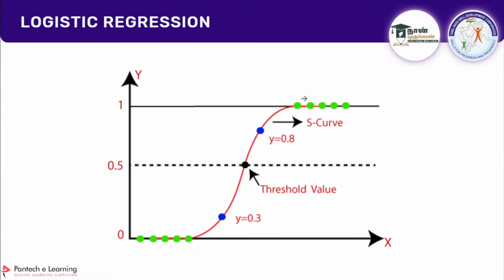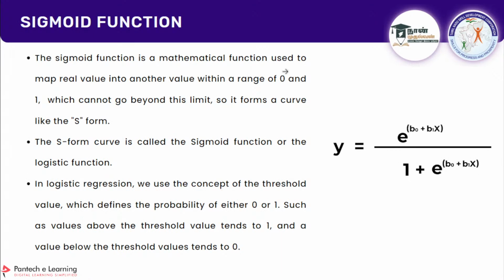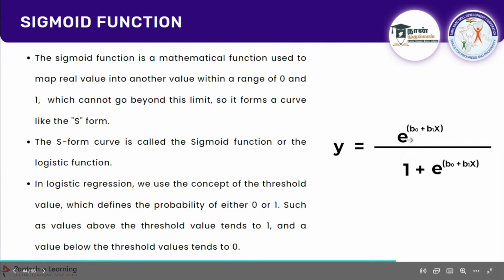The S-shaped curve is also known as the sigmoid function. It is a mathematical function used to map a real value to another value, either 0 or 1, with the help of the S form. So the S-form curve is called a sigmoid function. It is just giving you the probability, either 0 or 1, based on the value we are deciding. So this is the formula behind it.